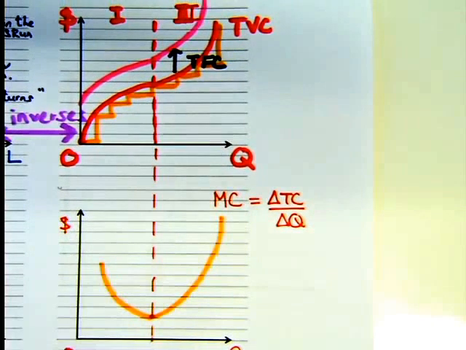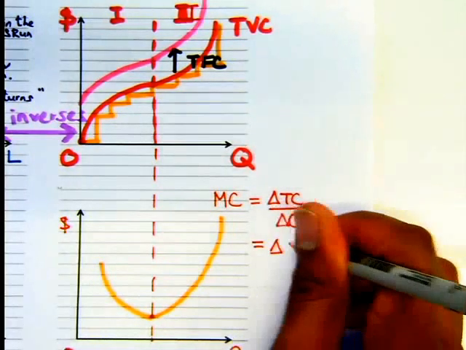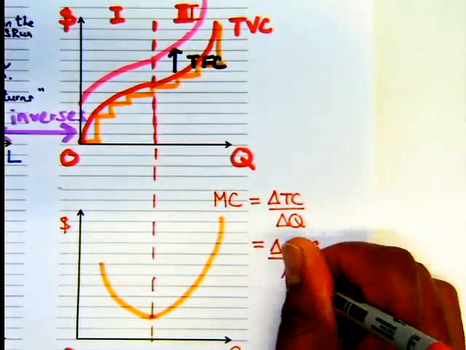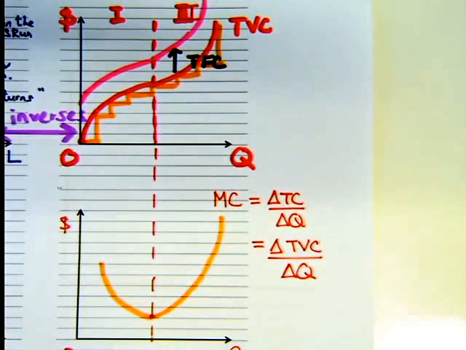We can also say that marginal cost is equal to the change in total variable cost divided by the change in quantity. And you can add a note. That's because the fixed cost is constant in the short run.